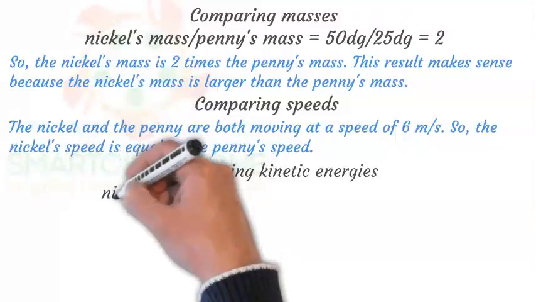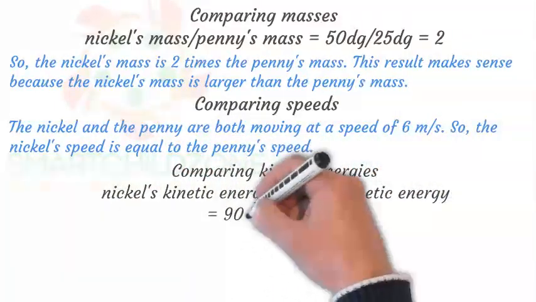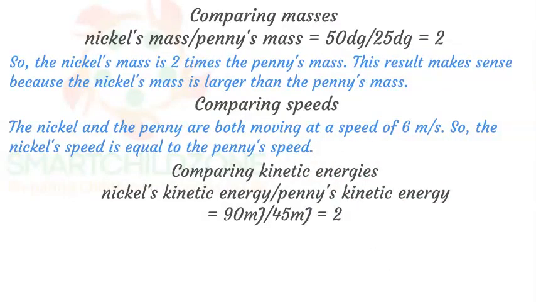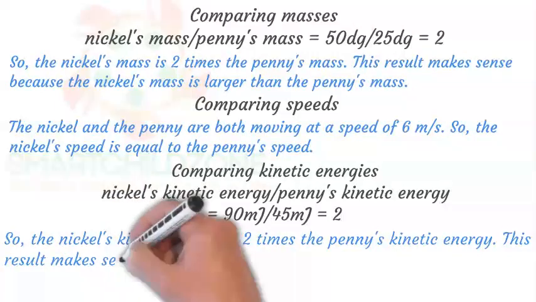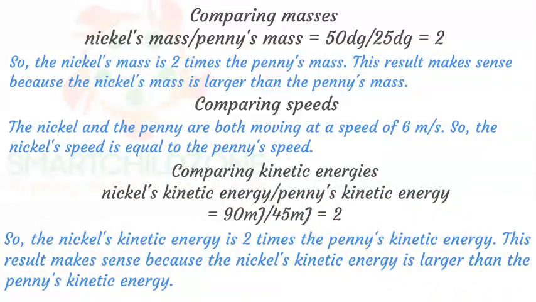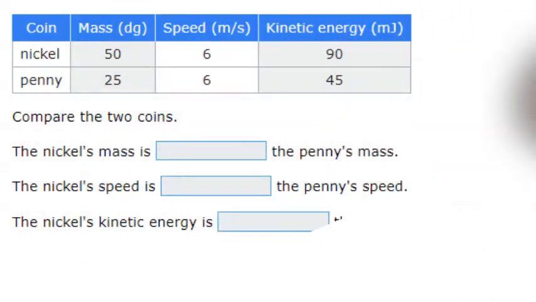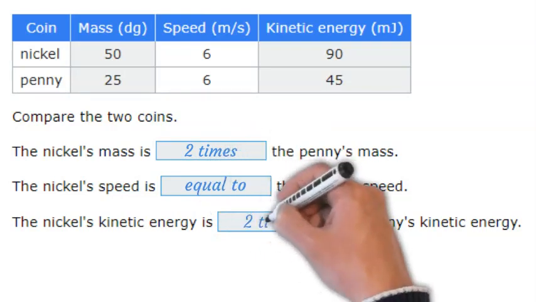For comparing kinetic energies, divide the nickel's kinetic energy by the penny's kinetic energy. So the nickel's kinetic energy is 2 times the penny's kinetic energy. This result makes sense because the nickel's kinetic energy is larger than the penny's kinetic energy. These calculations match what you would expect for two coins moving at the same speed. The nickel has 2 times the mass and 2 times the kinetic energy of the penny.